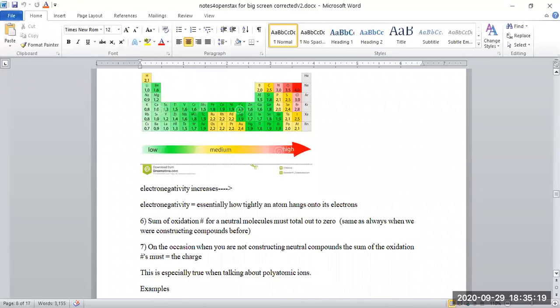Last couple of rules. If you add up all your oxidation numbers for a neutral molecule, they should be 0. They should total to 0. Now, that's not anything any different than we did for nomenclature. For nomenclature, we said, make a match, make sure that all your positives and all your negatives cancel out. But the final rule is for things that are not neutral. And the things that are not neutral that we see the most often are polyatomics.